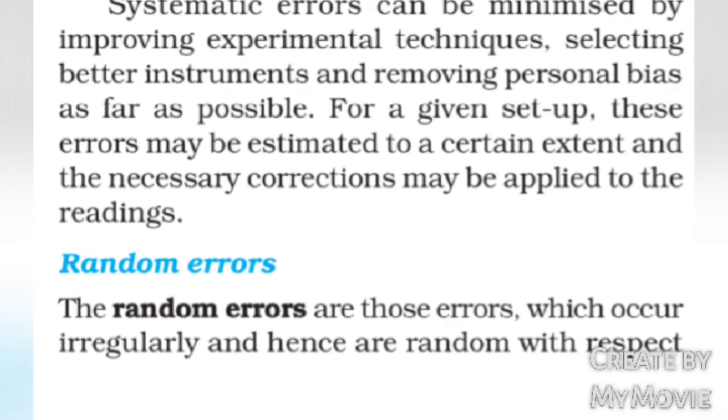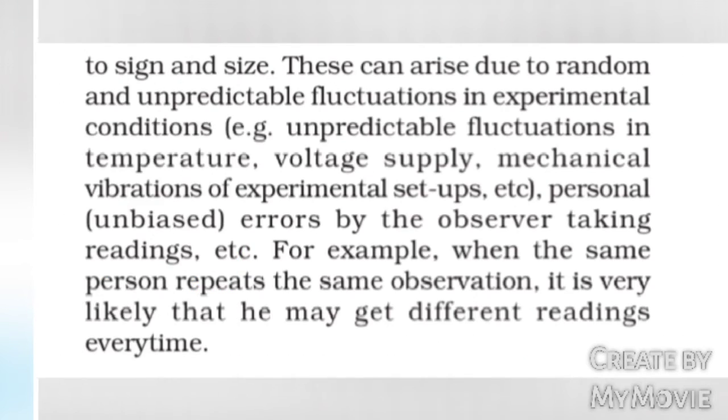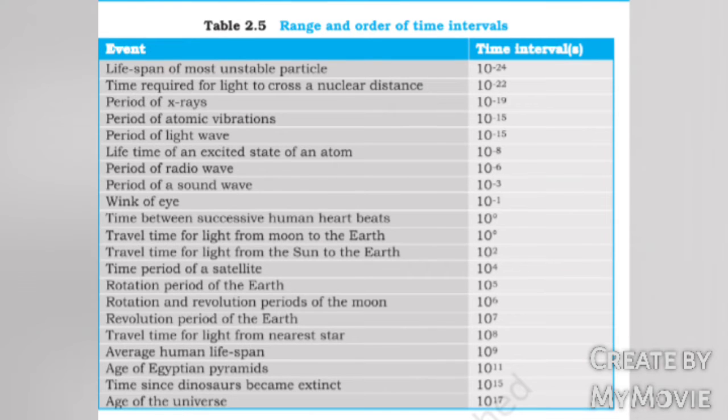The random errors are those errors which occur irregularly and hence are called random with respect to size and sign. These can arise due to random and unpredictable fluctuation in experimental condition. Example, unpredictable fluctuations in temperature, voltage supply, mechanical vibrations of experimental setups, etc. Personal unbiased errors by the observer taking readings, etc. For example, when the same person repeats the same observation, it is very likely that he may get different readings every time.